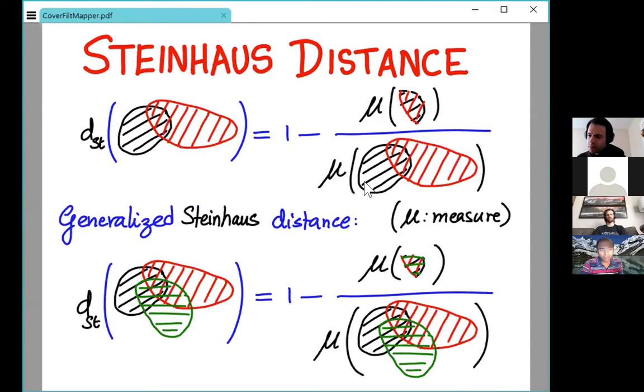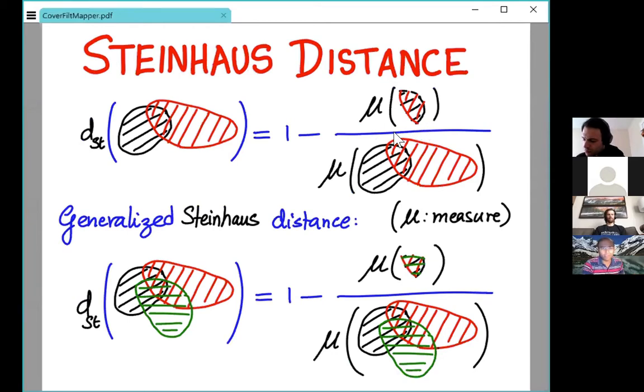But Steinhaus generalized that notion by considering general measures. So the only difference from the Jaccard distance definition is that instead of just the cardinality, we can consider a measure on those sets.